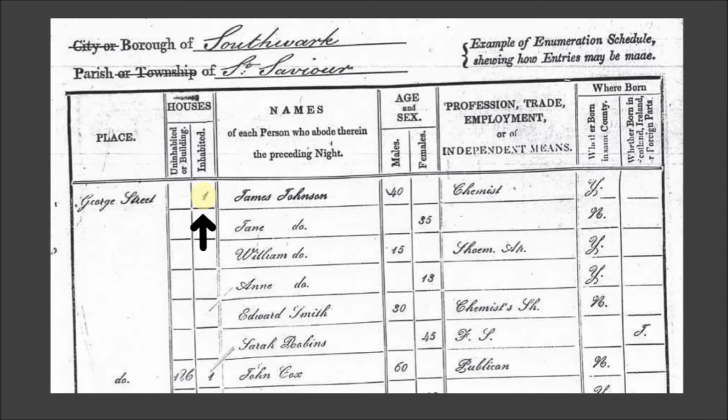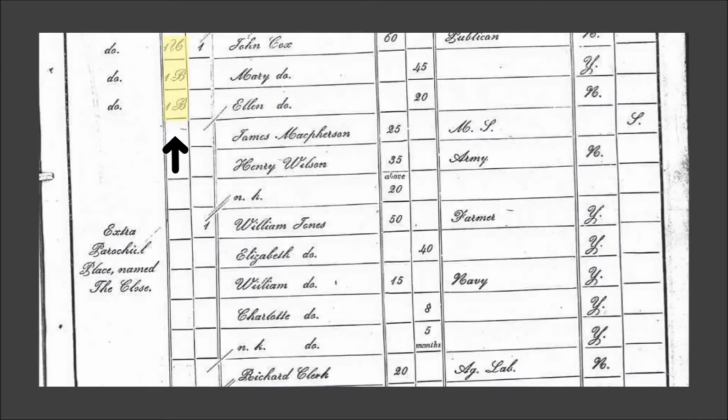Each occupied building is indicated by a 1 in the inhabited column, along with the building's name or other identifying feature as to its location, such as a street name or village name. Empty buildings are recorded as a U for uninhabited or B for new buildings in construction. The number of these buildings are entered into the uninhabited column next to the nearest occupied house.